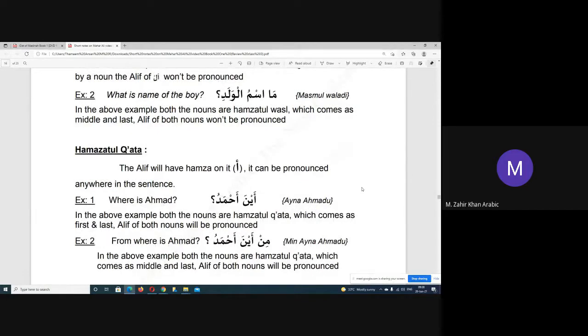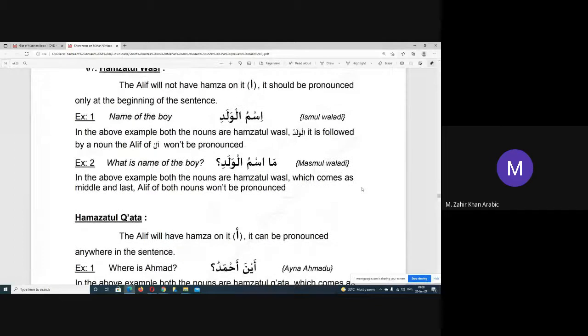Is it clear? I have given the examples here. So what is Hamzatul Wasl? The alif will not have hamza on it. It should be pronounced only at the beginning of the sentence. For example, ismul waladi. So the first ism will be pronounced, the first alif will be pronounced, and in al-waladu, the alif will not be pronounced because it is coming in the middle.